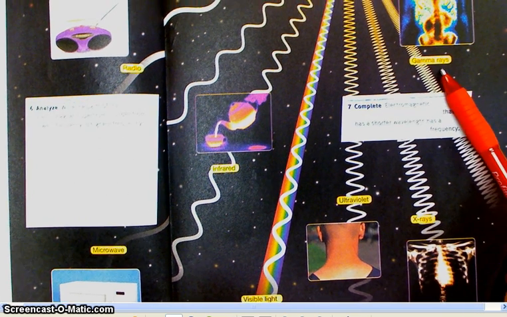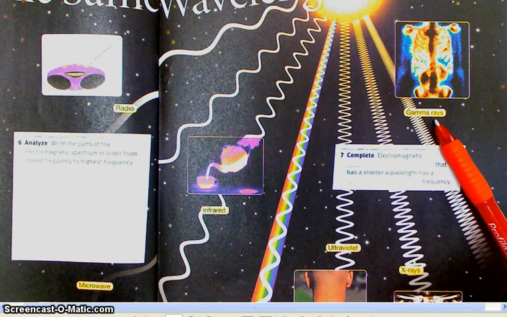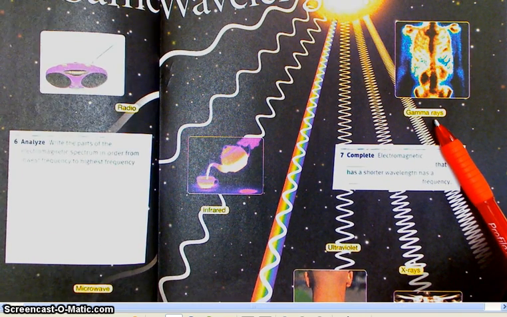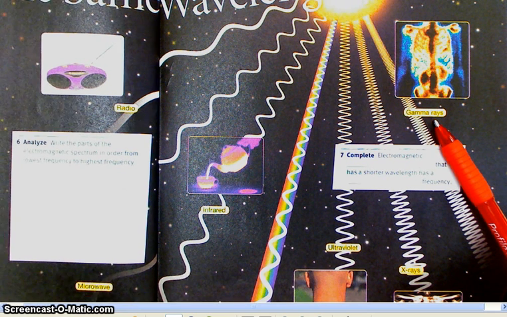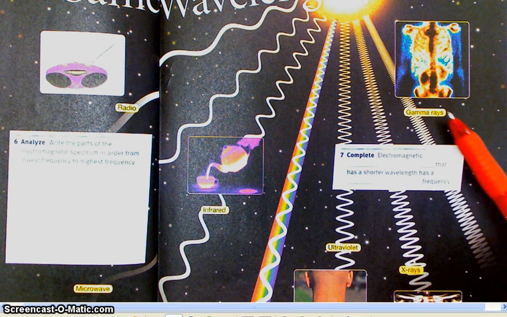Gamma rays are an even higher energy form of electromagnetic radiation. It's the highest frequency and shortest wavelength. Very, very high energy. Bad. Let's not be exposed to X-rays or gamma rays.